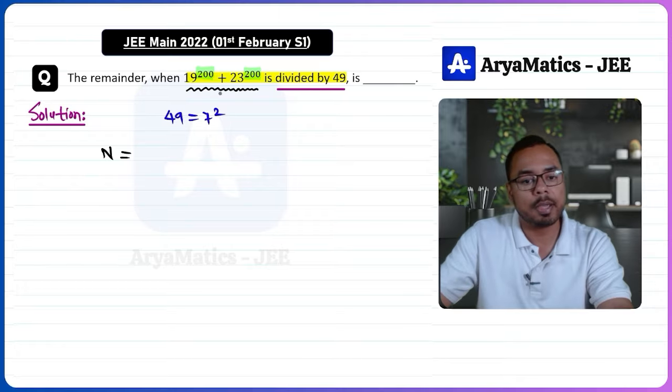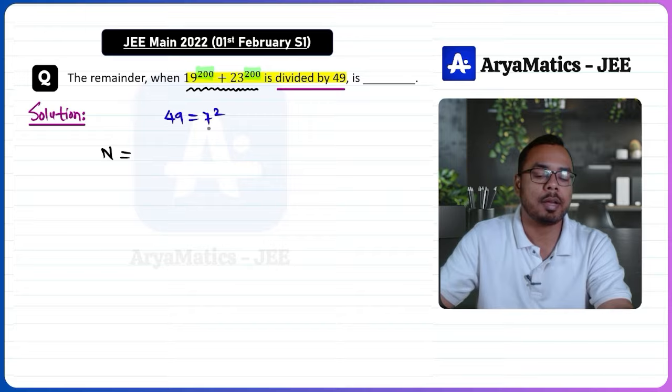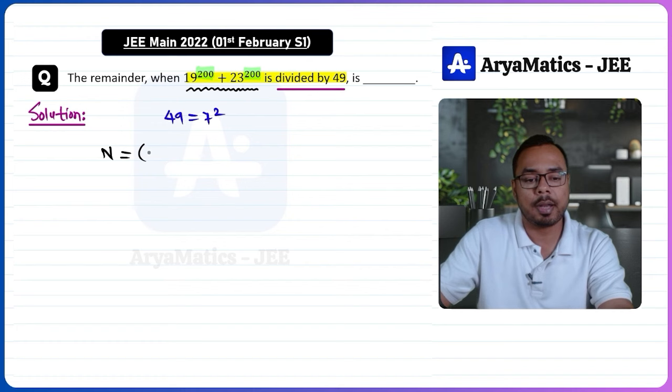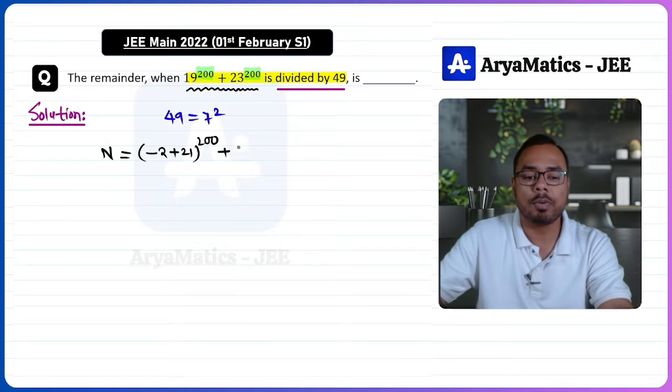symmetrically, right? We'll try to break 19 and 23 symmetrically about some multiple of 21, right? Between 19 and 23, we have 21, and 21 is a multiple of 7. So 19 we can write as minus 2 plus 21, this raised to 200. And 23 you can write as 2 plus 21, and this raised to 200.